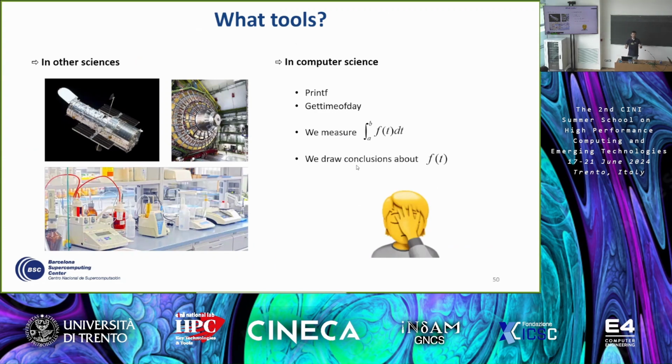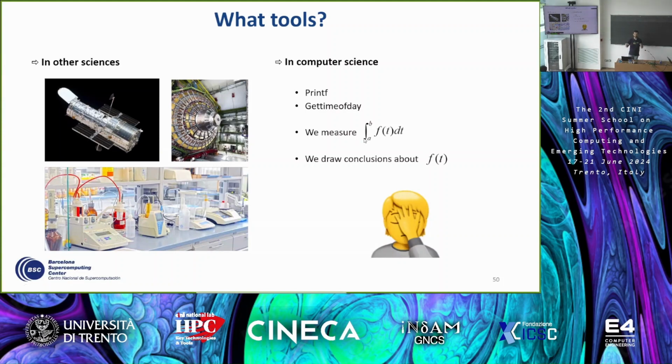And which are the great, beautiful tools that we have for measurement? We have telescopes going to space. We have the Large Hadron Collider. We have beautiful labs in biology. And what do we do in computer science? We put printf, right? That's good. We are advanced, right? That's the thing that we should not do. So don't draw conclusions from the integral of a function, but look into the behavior of the function.